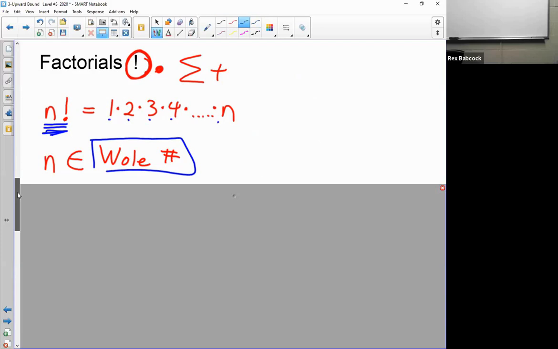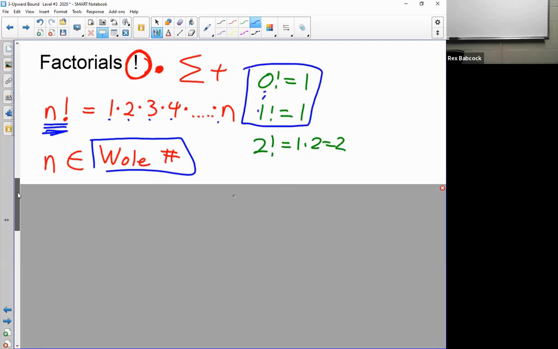You say, what do you mean? I mean 0 factorial equals 1. The reason they define that as 1 is because later on they're going to divide by it, and you can't divide by 0. And 1 factorial is also 1. Outside of that, 2 factorial equals 1 times 2, or 2, and on it goes. But these 2 are defined for us. It's built into the calculator, so if you do them on your calculator, it's going to say that. It just wants you to know that when you do n factorial, n has to be an element of the whole numbers.